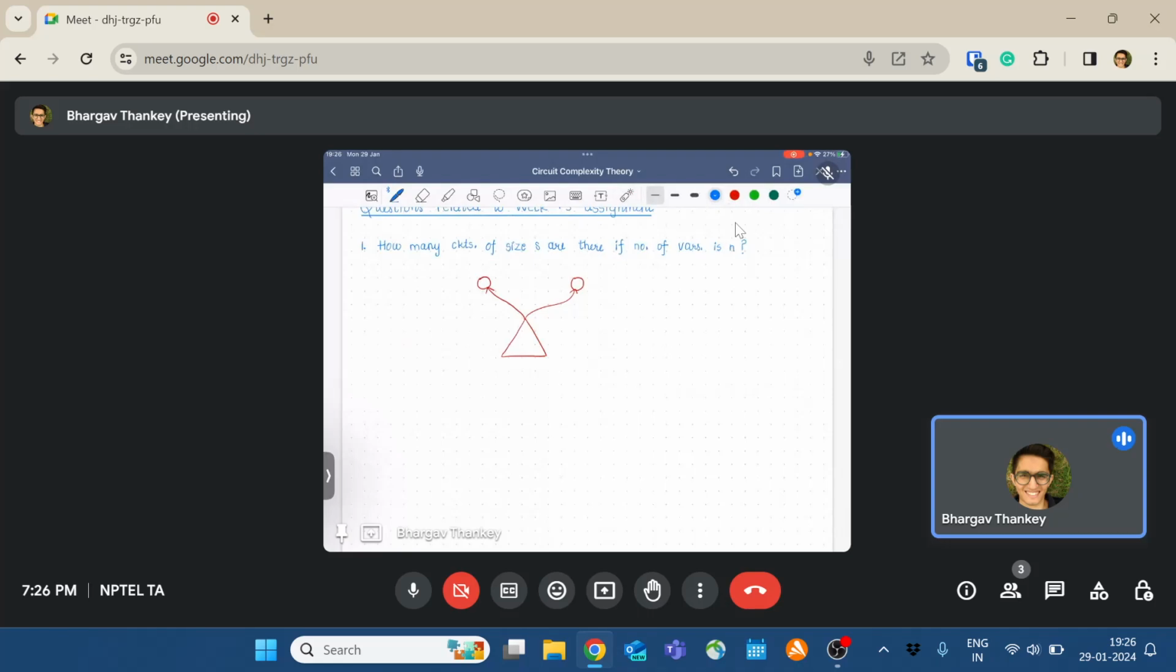Okay, so the question is how many circuits of size S are there if the number of variables is n. So we saw something like this in class, and what I want to do is do it in a slightly different way.